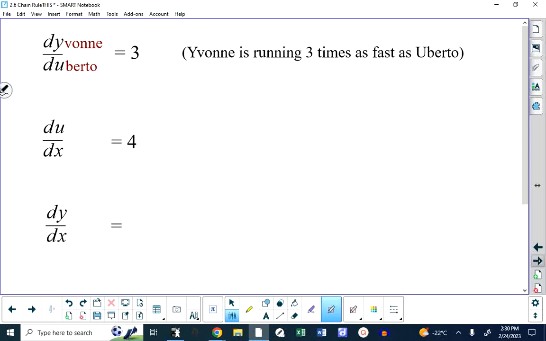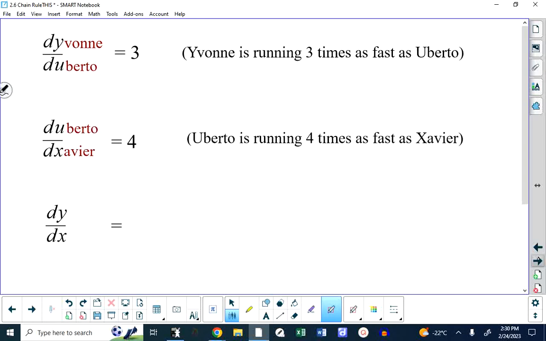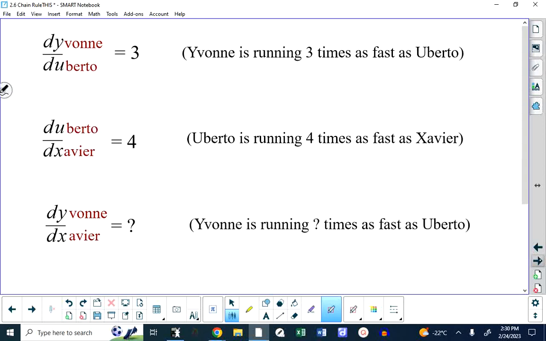If du dx is 4, and u is Umberto, and x is Xavier, then that means that Umberto is running 4 times faster than Xavier. So, you know, on the one hand, Yvonne is the fastest when you look at this first statement. And over here, Umberto is faster than Xavier, but Yvonne is faster even than Umberto. It makes sense, doesn't it, that Yvonne is going to win the race by a factor of 12? That's one way you can kind of wrap your head around it.